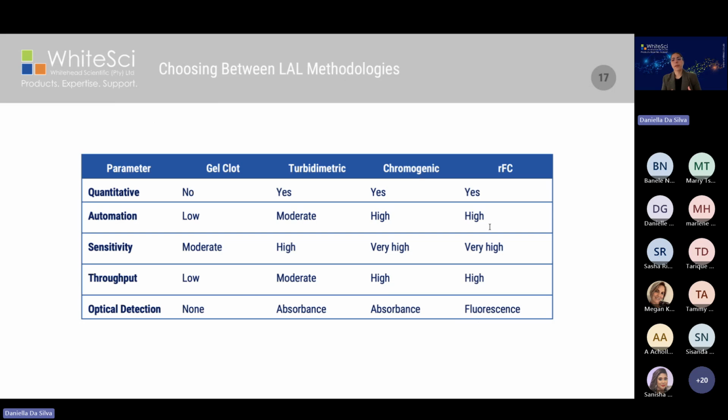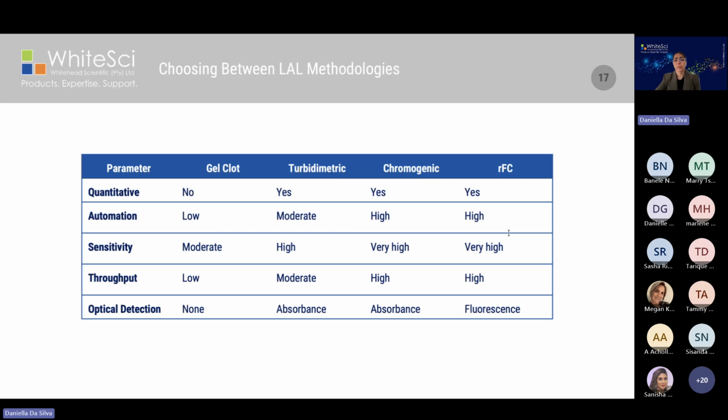So now that we've looked at the major assay formats individually, a question I often receive is, which endotoxin assay should we choose? And the reality is that there isn't a single assay that is universally best for every application. Instead, assay selection should be driven by the specific needs of that particular laboratory as well as the workflow requirements within that laboratory. As you can see from the table, each methodology offers its own strengths.